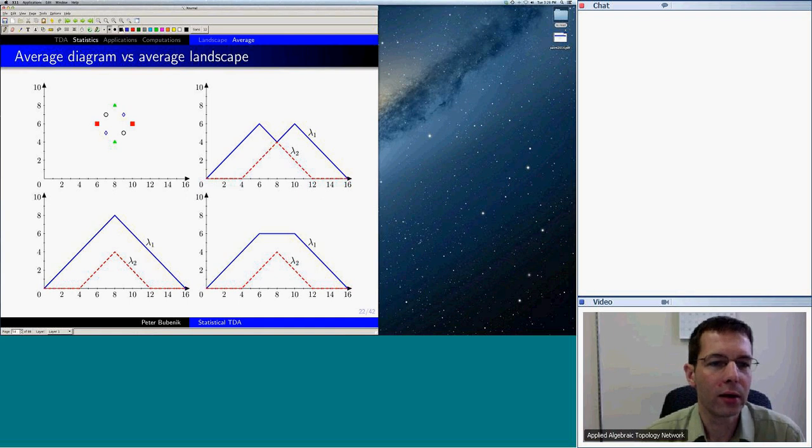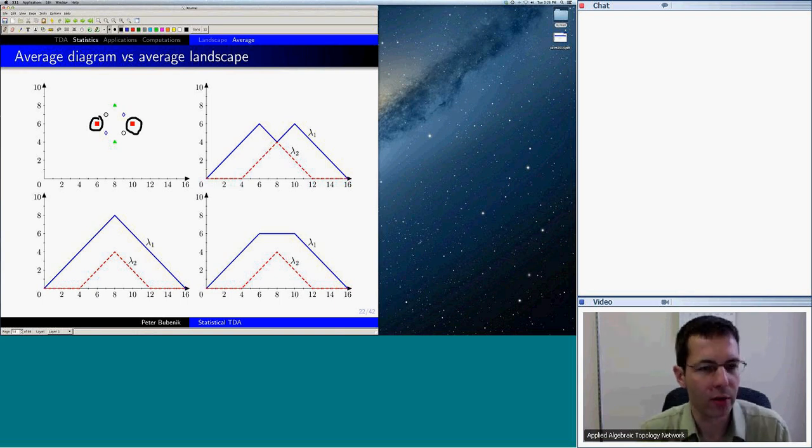I'd like to explain what the top left diagram here is. So, we have two overlapping persistence diagrams that have been rotated 5 degrees. The first one is the red squares, so that's one of my persistence diagrams. And the second one consists of the green triangles, so that's my second persistence diagram. To average those two, there are two ways I can do that.